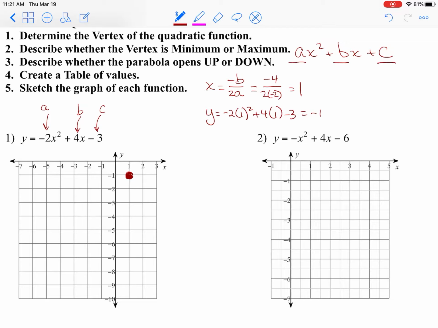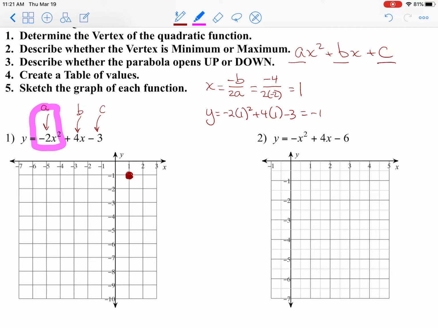So it's either going to be the maximum point or the minimum point, which is number 2 that we're supposed to do, describe whether the vertex is minimum or maximum. Ours is a maximum, and we know that because our a right here is -2. And when our a is negative, then our vertex is always the maximum point because our parabola, our graph of our quadratic function, always opens downward.